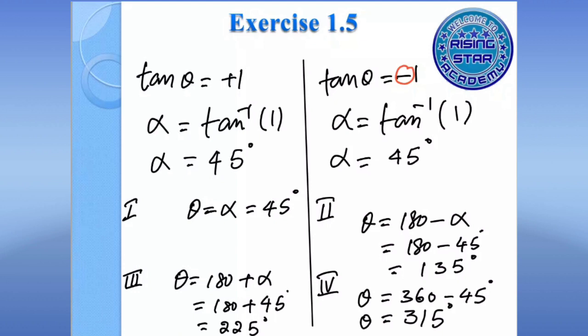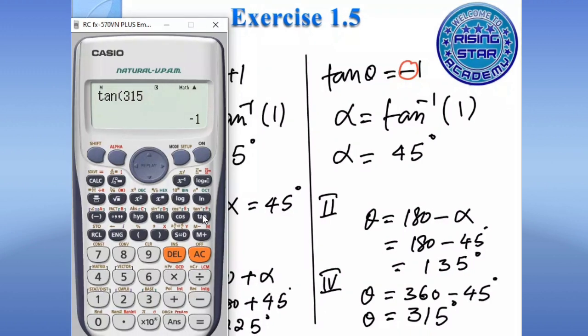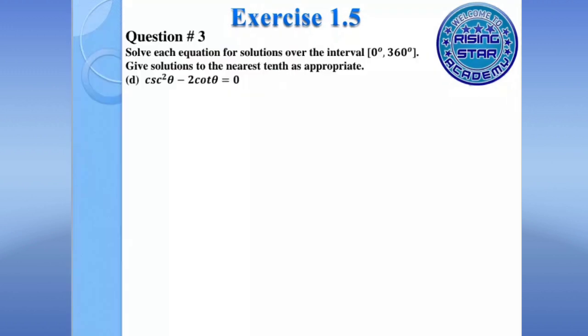If you want to verify your answer, I would check by the calculator for tan of negative. So you can see tan 135 is -1 and tan of 315 is also -1. So that is the verification. Now move to the next part. Now we will solve part D.